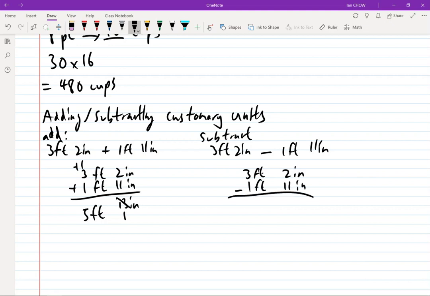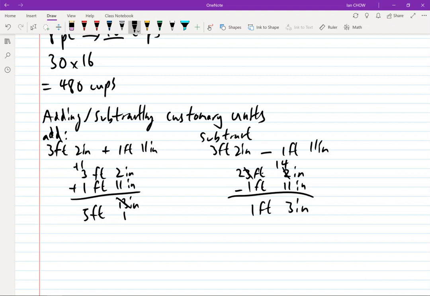And so we don't have enough to subtract 11 from 2, and so we have to borrow 1. That becomes 2, and then this now becomes add 12 to the 2. That will be 14 inches. And so 14 inches minus 11 inches will be 3 inches now. And then 2 minus 1 will be 1 feet and 3 inches.